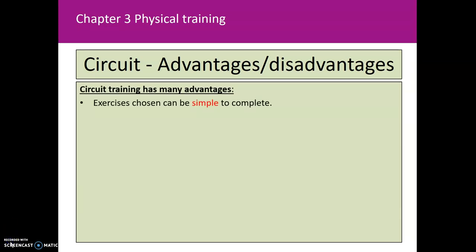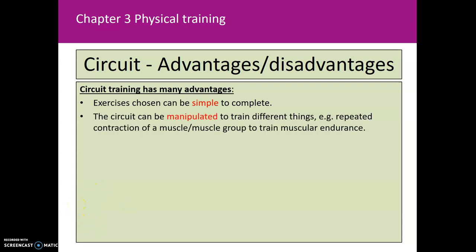Let's first of all look at circuit training, the advantages and disadvantages of this. Now, first and foremost, one of the main advantages is that it's simple to complete. And ultimately, you can manipulate the type of circuit to decide what type of fitness component you want to improve and train. So that's a benefit as well.